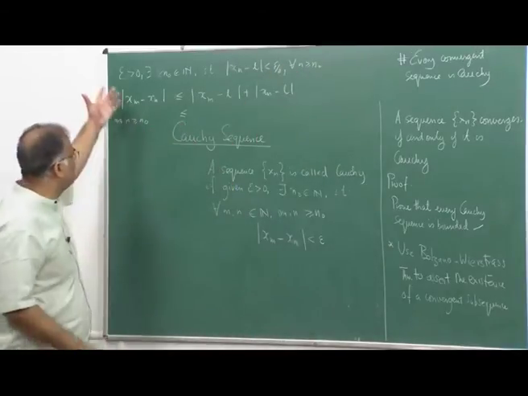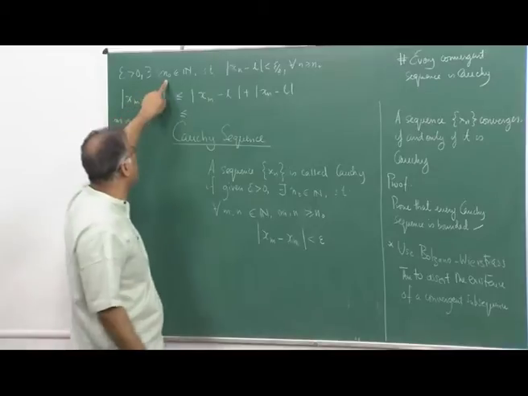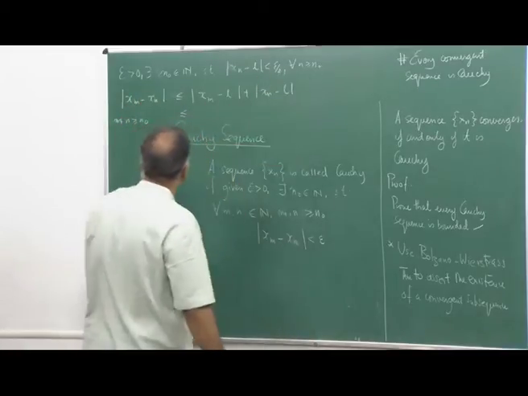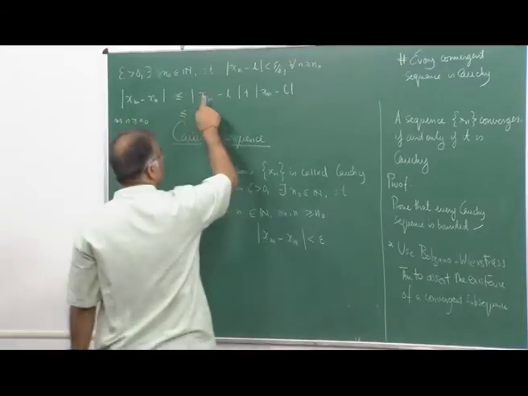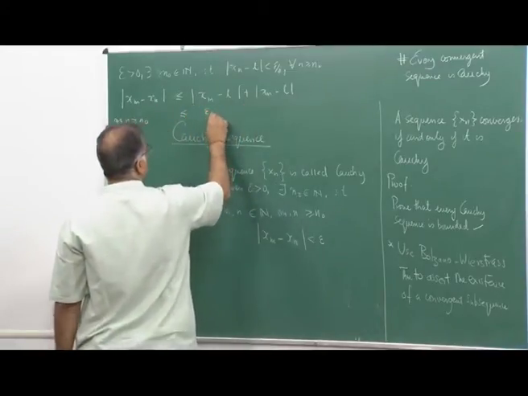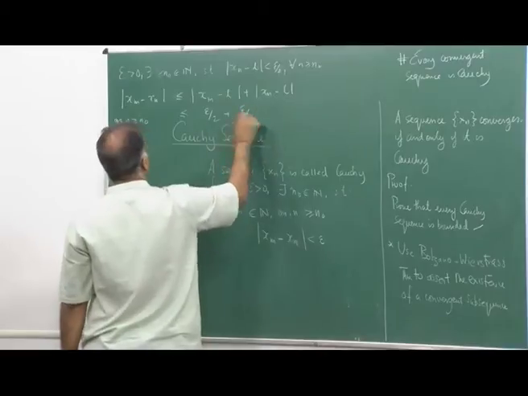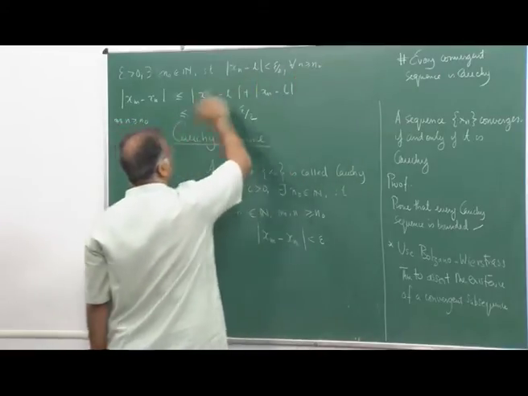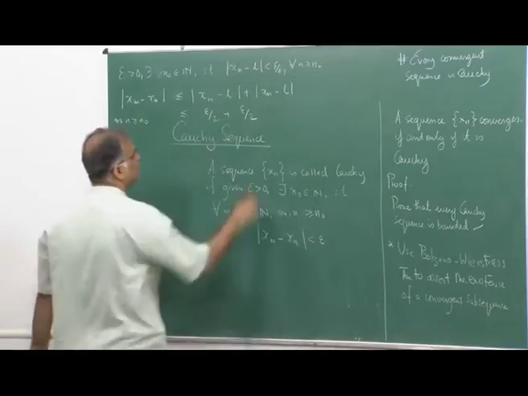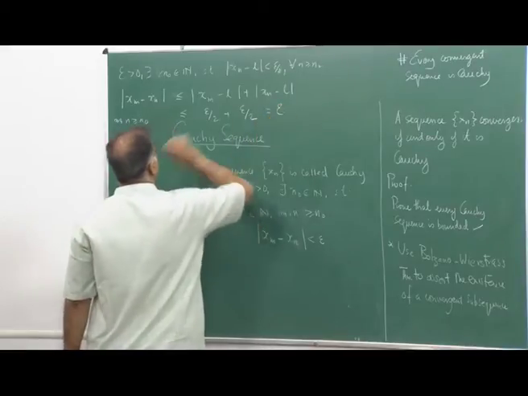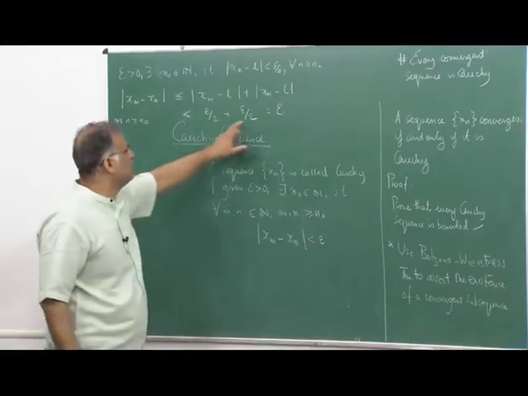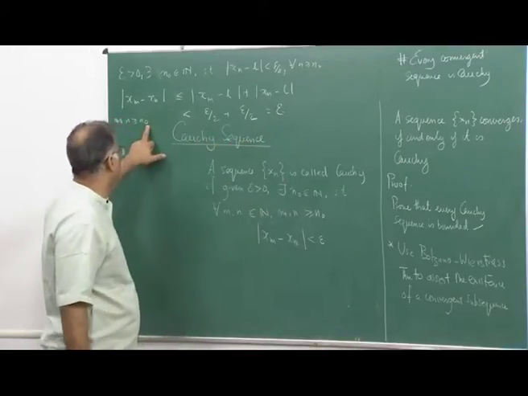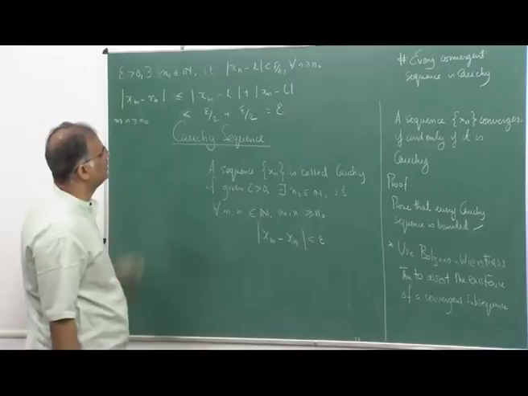So, given an epsilon, I have epsilon by 2, and there exists n naught such that this has happened. So take all m, n bigger than n naught so that |xm minus xn| is less than this, and each of them is less than epsilon by 2, because m is bigger than n naught, n is also bigger than n naught, and hence this is epsilon. So this is strictly less than epsilon. So |xm minus xn| is strictly less than epsilon for all m, n greater than n naught, when epsilon is given to be greater than 0.